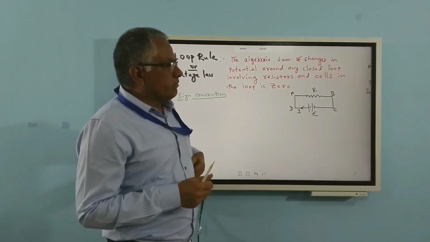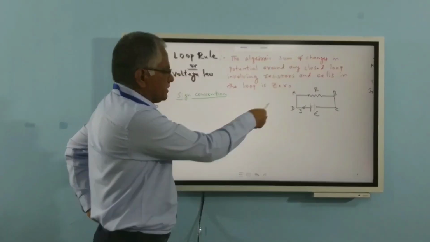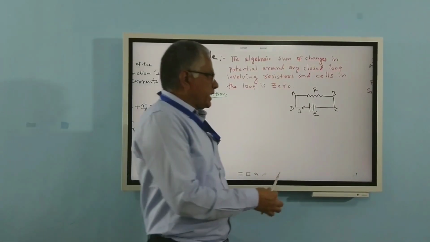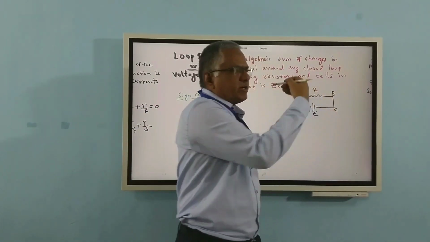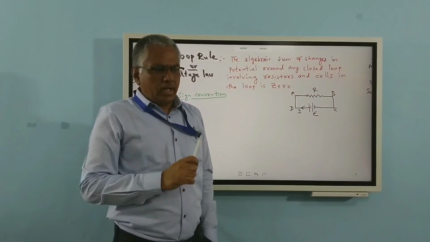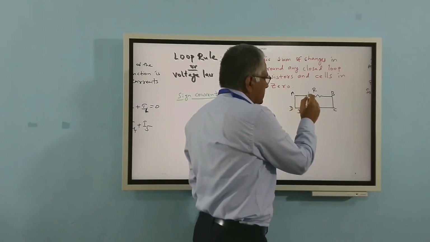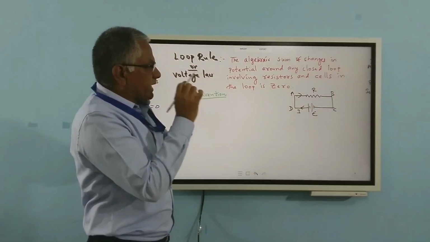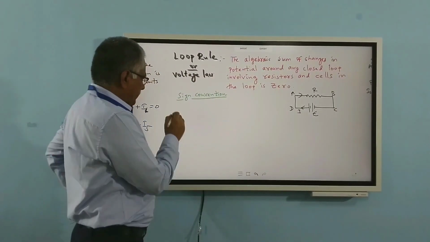Here we must take up the sign convention. First, in the sign convention, what we have to see is that the conventional current direction is from the positive terminal to the negative terminal in the cell. And in the case of the resistor, the current is flowing in this direction. Now, in the direction of current, let us take it as negative.